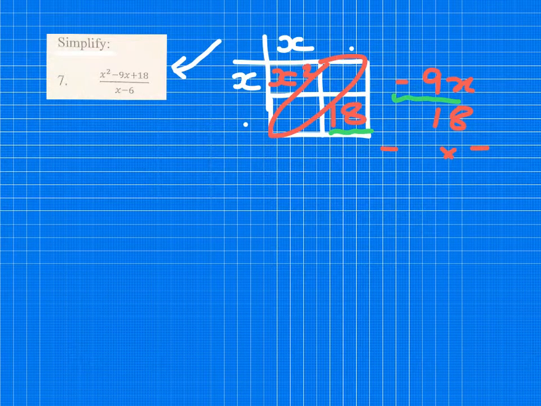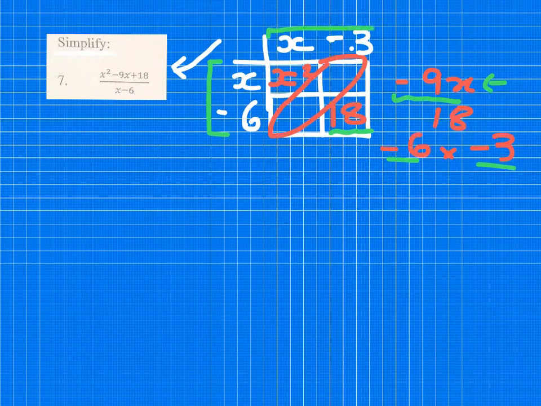So if we consider the factors of 18, we could say 6 times 3 is 18, and minus 6 plus minus 3 makes minus 9. Now we can complete our factorising. So one of the factors must be minus 6, one of them must be minus 3. So therefore the two things multiplied together are x minus 6 and x minus 3.